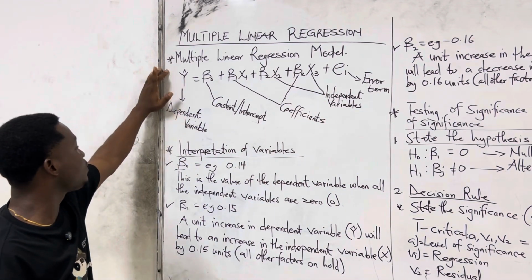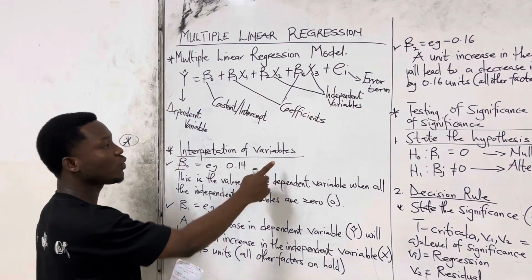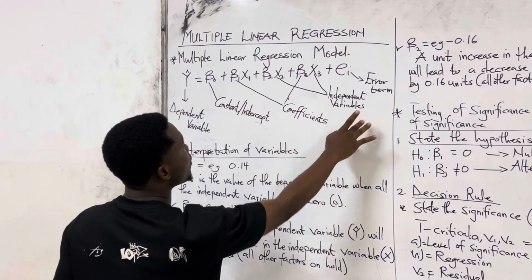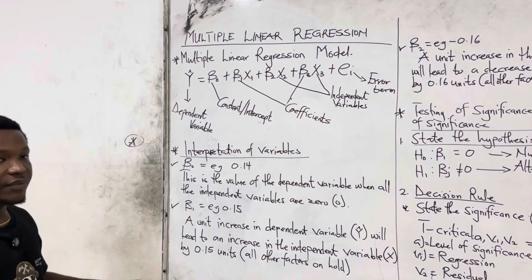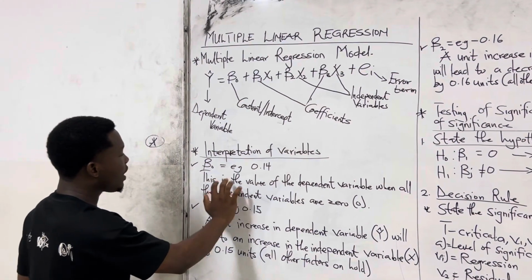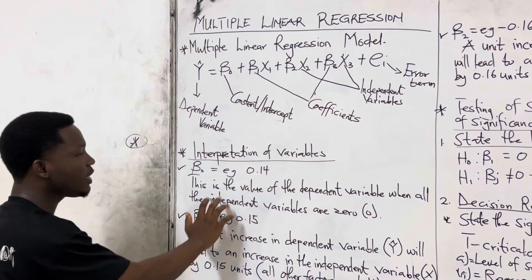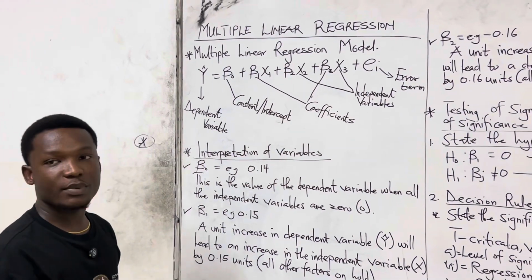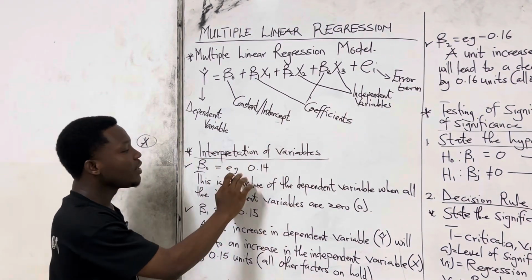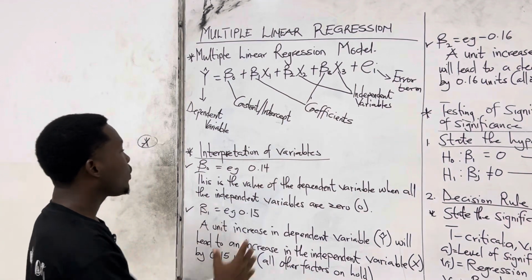After getting this model, you come to the second one, which is interpretation of variables. What variables are we talking about? We are talking about the independent variables. They will be given to us in the question. For example, we have the b naught, which is the intercept. Let's say the question has been given to us, where we have the intercept or the constant to be 0.14.